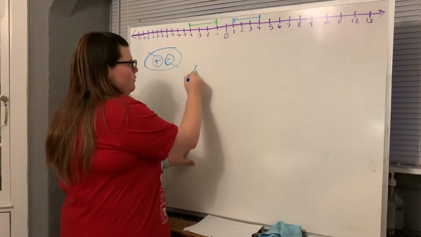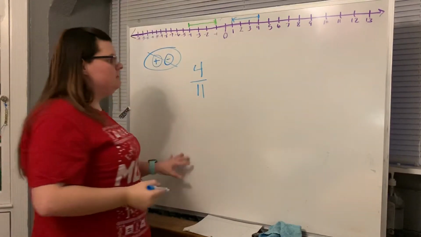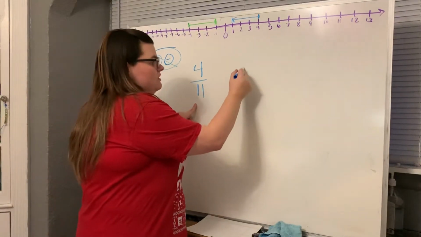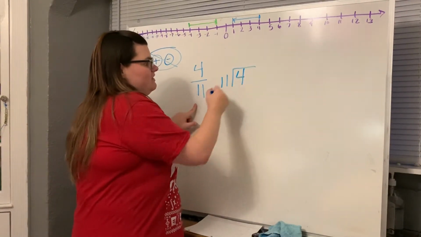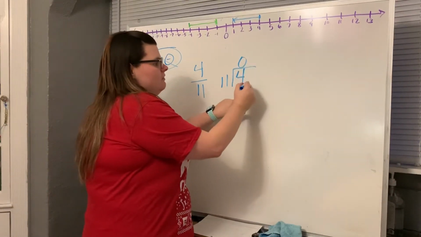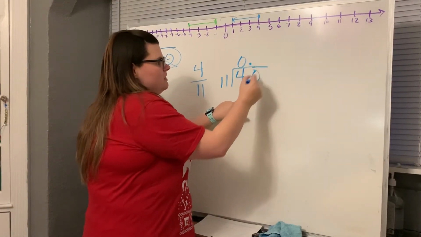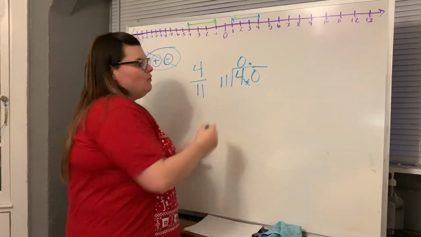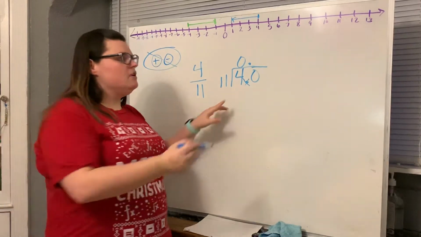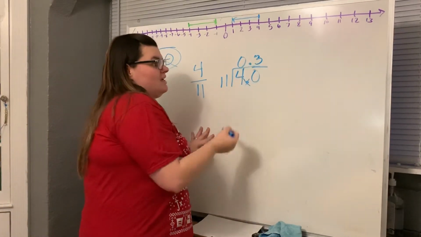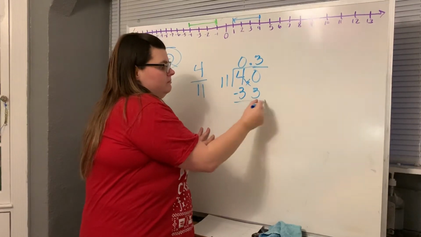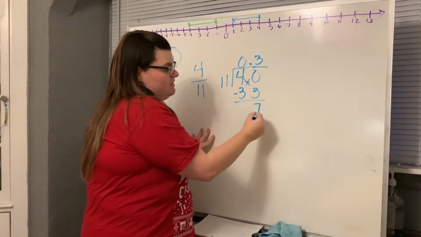So I'm going to do 4/11. 4 divided by 11. That means 4 is on the inside, 11's on the outside. Can 11 go into 4? Nope. So it's a 0. We're going to add all our decimals and our zeros. We're going to treat this like 40, even though it's actually 4.0. And 11 does go into 40, not evenly, but it goes in there 3 times. 3 times 11 is 33. 40 minus 33 is 7.